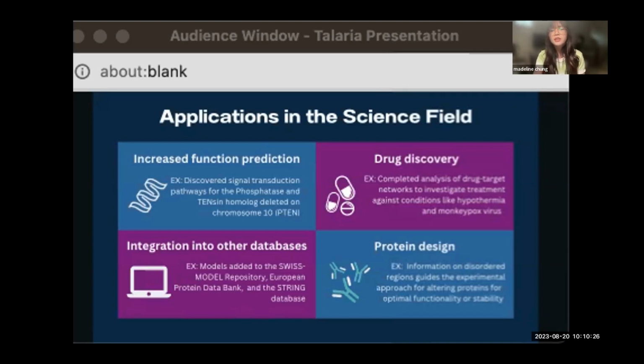And finally, AlphaFold is really beneficial for protein design because it provides information on disordered regions, which guides the experimental approach for manipulating these proteins for improved features. And these improved features include optimal functionality, optimal stability, or optimal size.